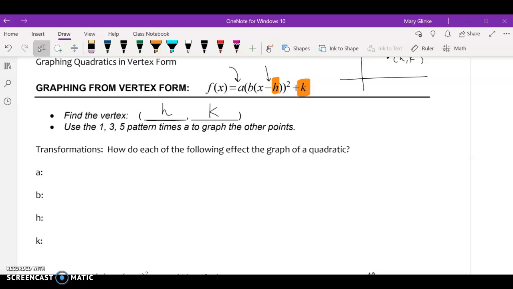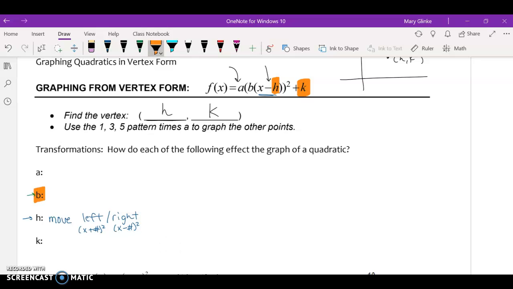So for these ones, your h value, I'm going to start with that. Your h value is going to move your graph left or right. And it's going to move left if it's something like x plus a number squared. It's going to move right if it's x minus a number squared. Once you identify your h value, you're going to move to your b value. Your b value also works upon the x.